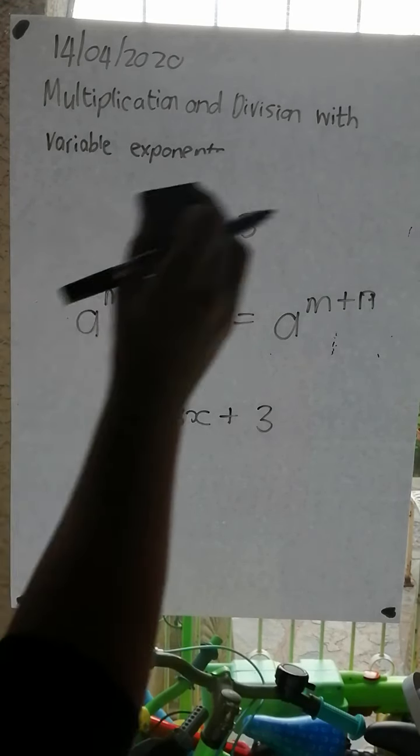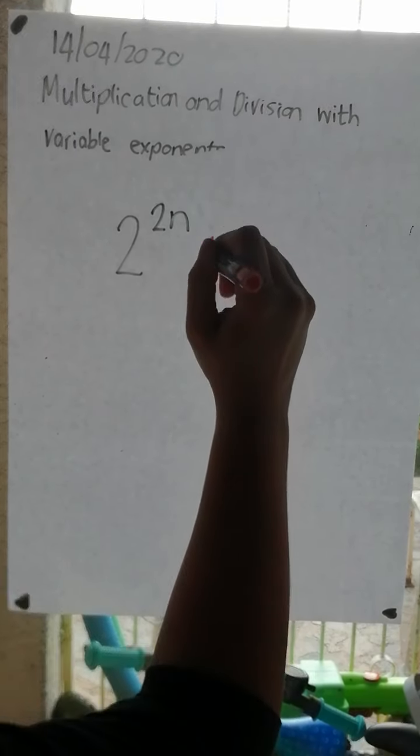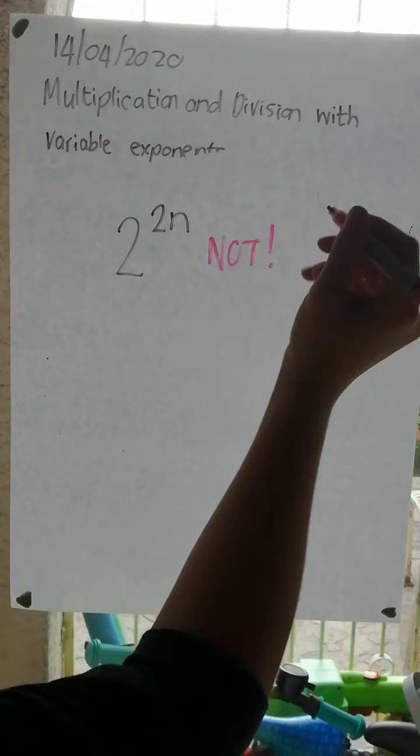And another little bit of information I just want to clarify with you is that if I have 2 to the power of 2n, this does not look like this.